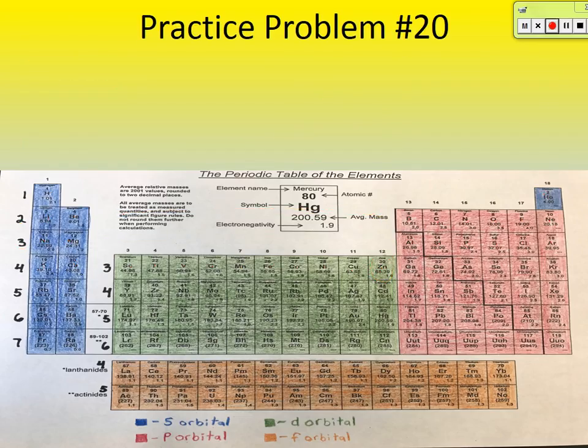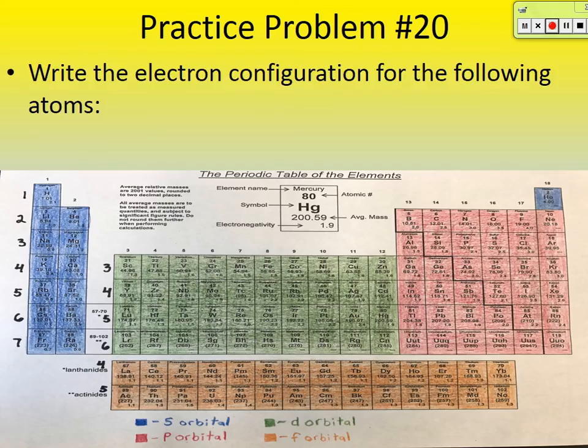Okay, let's get to some more complex examples. Practice problem 20 part A wants you to write the electron configuration for krypton. Let me show you where krypton is. It's Kr. Its atomic number is 36. And so let's build it until we get to krypton.